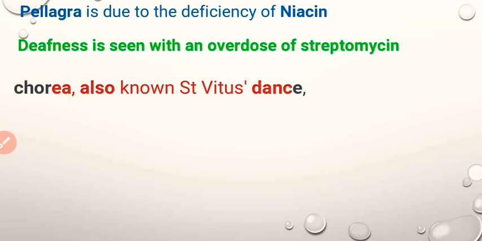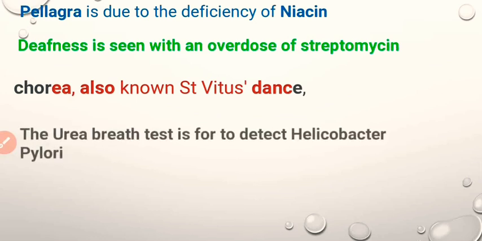Then next, the urea breath test is used to detect Helicobacter pylori, H. pylori bacteria. H. pylori bacteria is a causative organism for peptic ulcer disease, and in this procedure you have to swallow a capsule containing urea, and if H. pylori is present in your stomach, then the urea breaks down and turns into carbon dioxide, and then the exhaled carbon dioxide is measured, which commonly detects the presence of H. pylori bacteria.